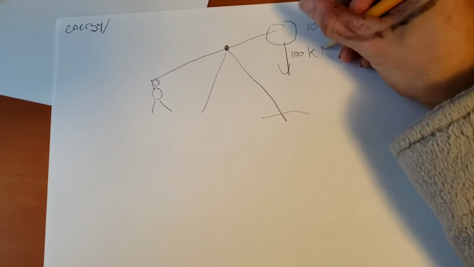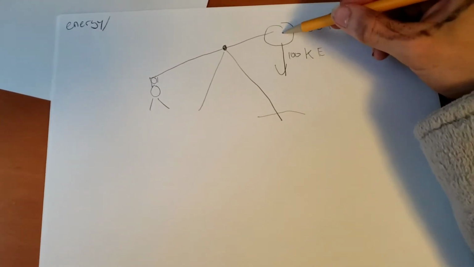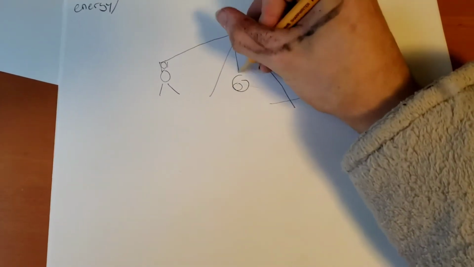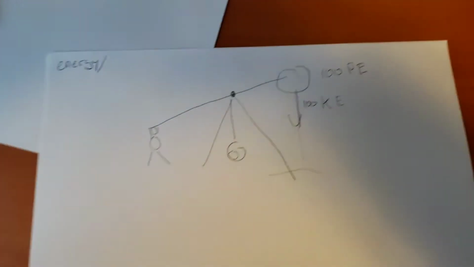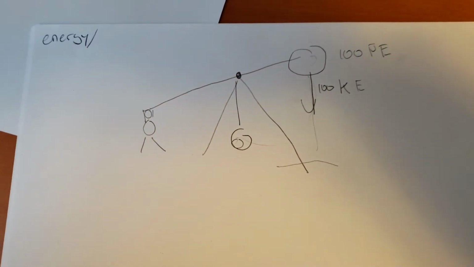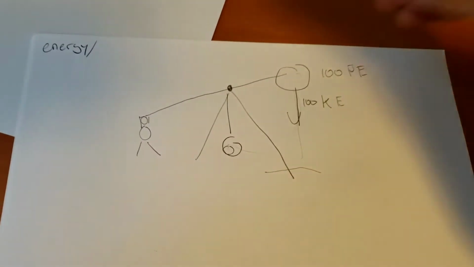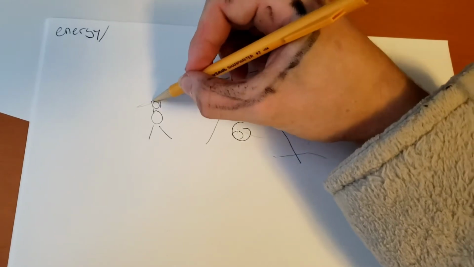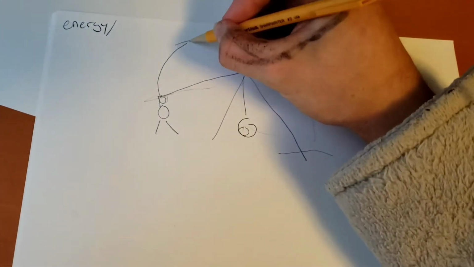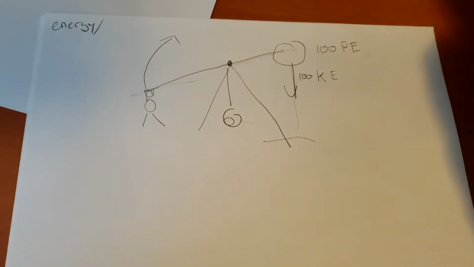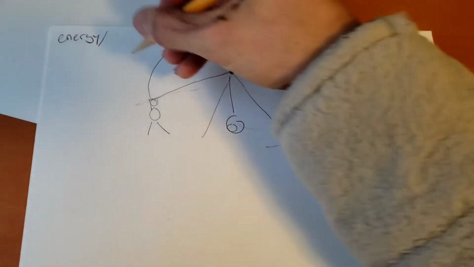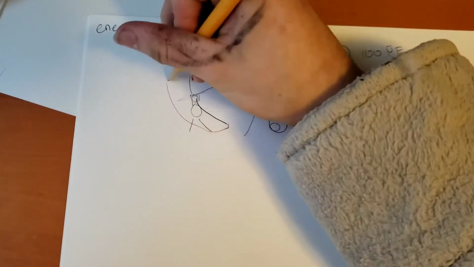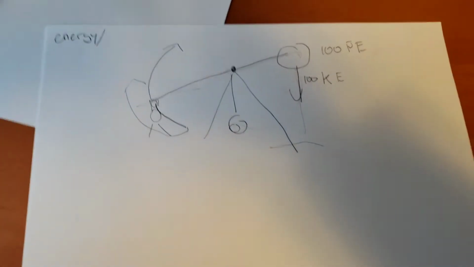100 kinetic energies. When this rock hits the ground or swings all the way to the bottom right here, all of the potential energy will now be kinetic energy. And that kinetic energy, because the stick is connected all the way through to this end, that kinetic energy is also transferred to this side, moving it up that way. So it launches, the sling launches with a force of 100 kinetic energies.